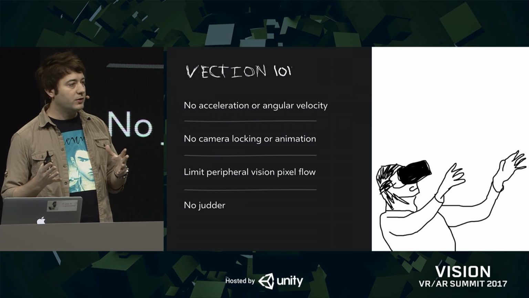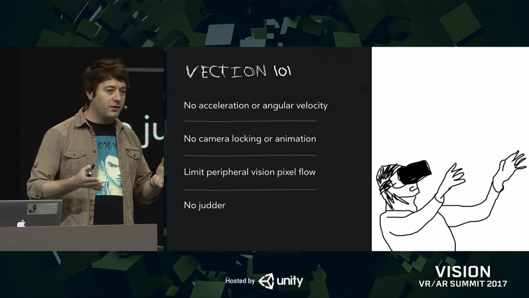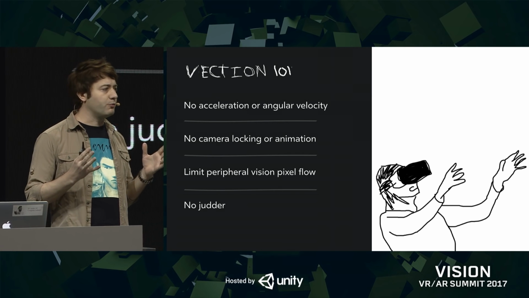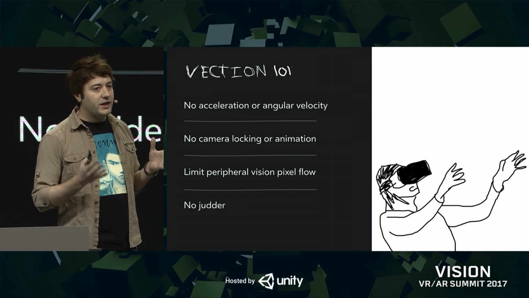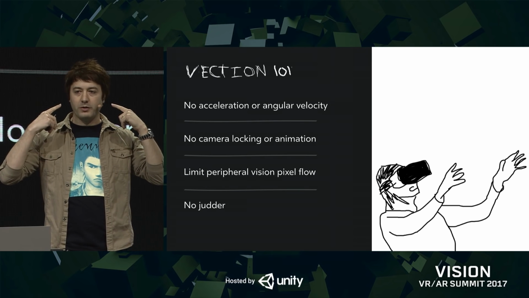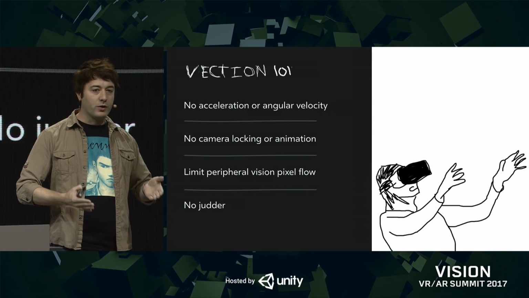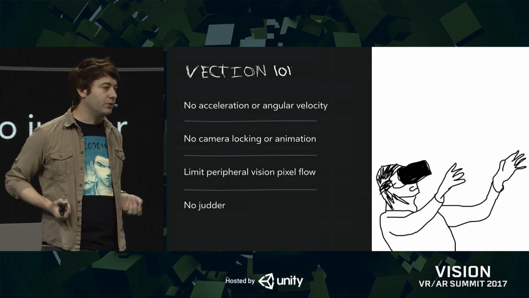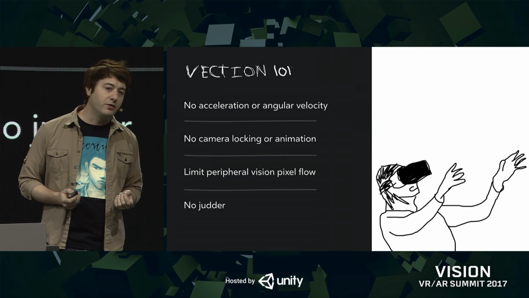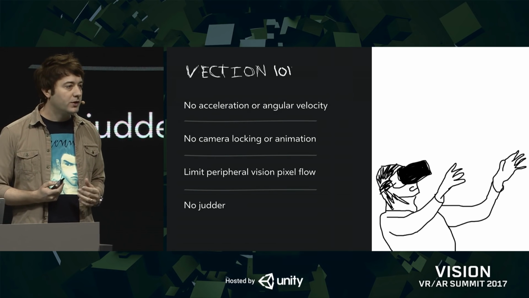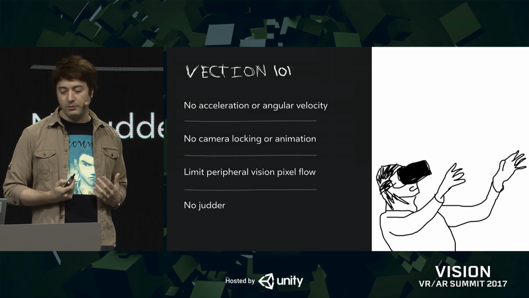You also need to limit, if you can, pixel flow in the peripheral vision. This is because your brain's actually pretty smart. If it doesn't have information from your vestibular system, it'll start to look to other systems to try to figure out if you're moving and how quickly you're moving. One of those systems it uses is motion flow in your peripheral vision to compute acceleration. So if you can block that out somehow, you can improve the feeling of motion for certain people.